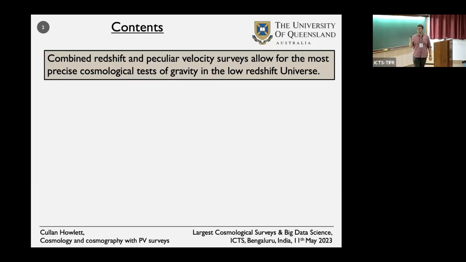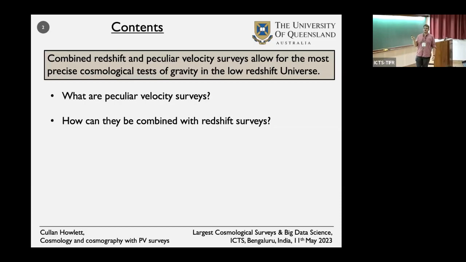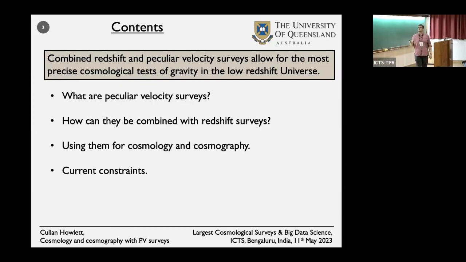the low redshift universe. And so the way I'm going to try and do this is first tell you what are peculiar velocity surveys, for those of you who are unfamiliar with them, how they can be combined with redshift surveys, and how we use them for cosmology and cosmography as well. I'll show you some of the current constraints that we've got and some of the things we're working on currently, and also what we expect in the future.